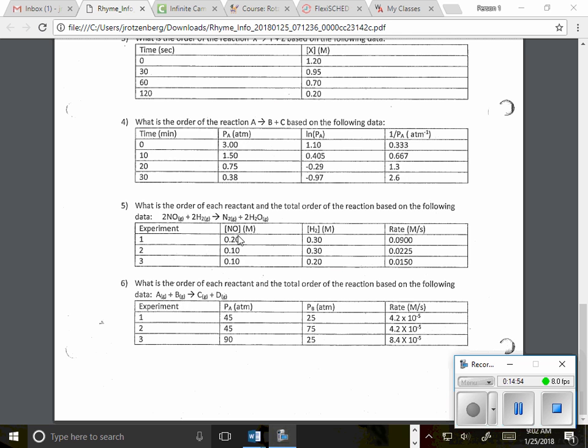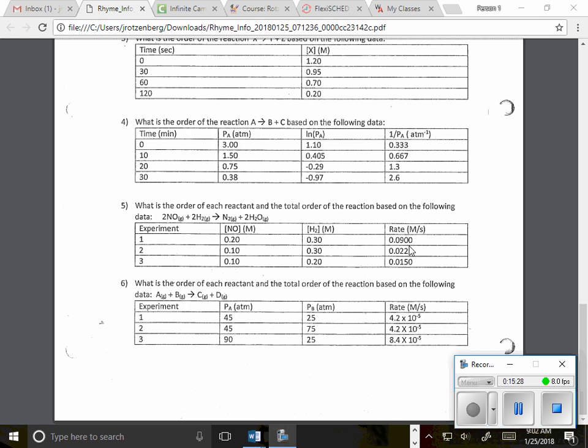If I double my concentration, I then look to see what happened to the rate. Trial 2 is slower than trial 1 by a factor of 4. 4 times this equals that. So if I double a reactant and it quadruples the rate, that would be second order in terms of NO. Think about it. 2 is the concentration. 2 to the second power equals 4.